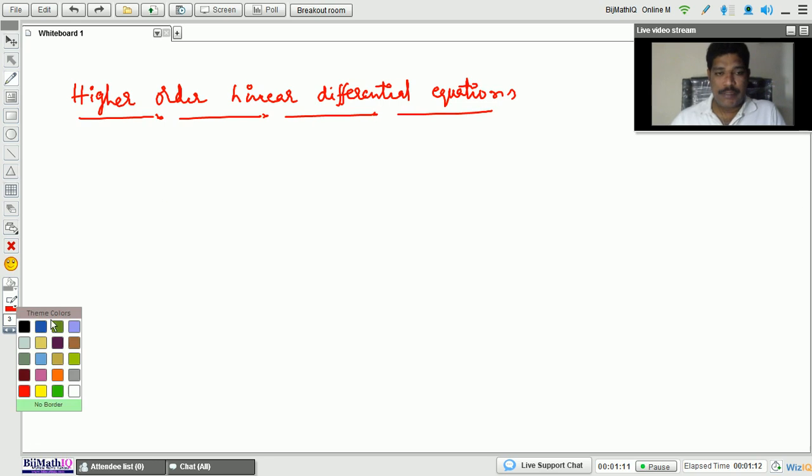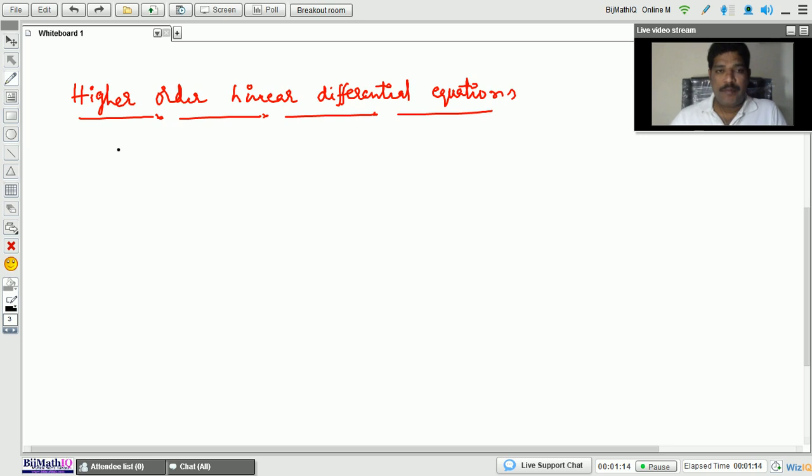Let me choose the black color pen. Higher order linear differential equations. First, what do we mean by differential equation? After that, what is the meaning of linear differential equation? And what are higher order linear differential equations?